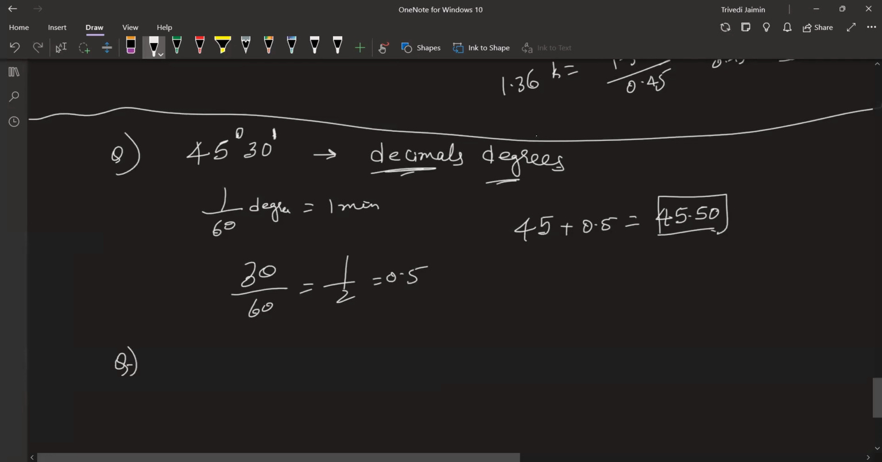Does everyone know this conversion? Or no? Yes, sir. Shall I give you some question? Let's check. Convert 18.500 into seconds.